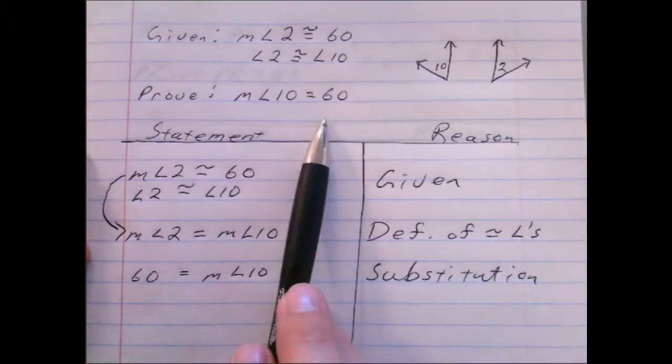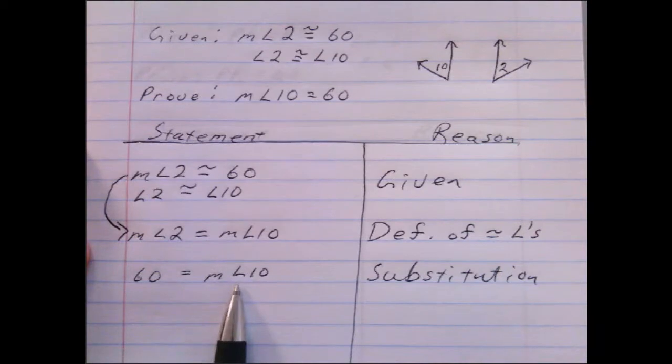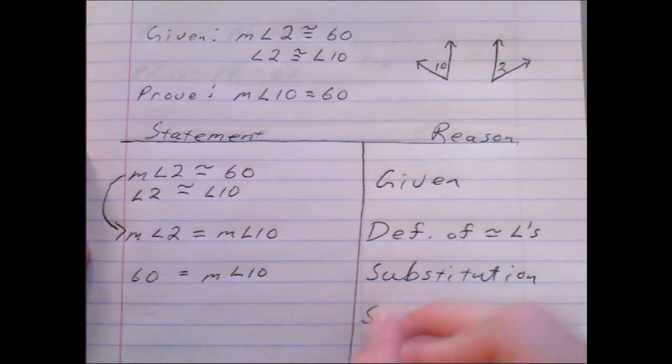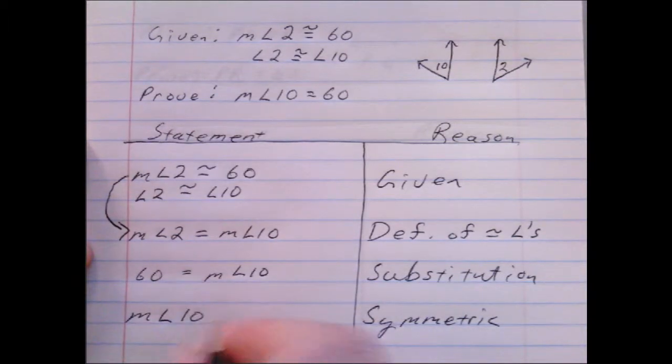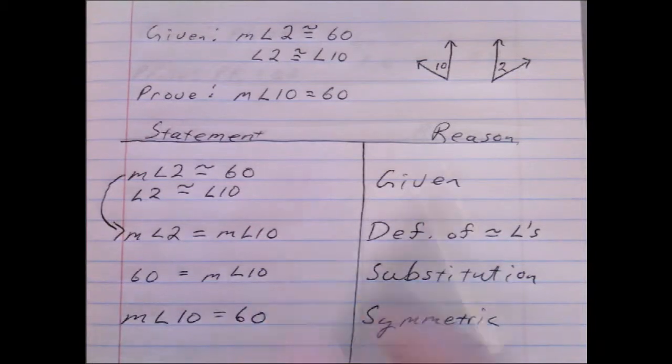Now up here, it has these in a flip-flop position, and if you remember, we had a property that helped us with that to flip them, and that was the symmetric property. And that just means we're going to flip those positions over our equals sign. Now we have it exactly the way that they want it, and we are done.